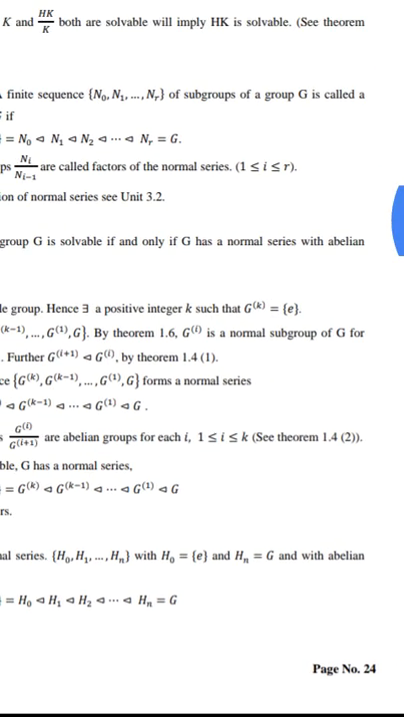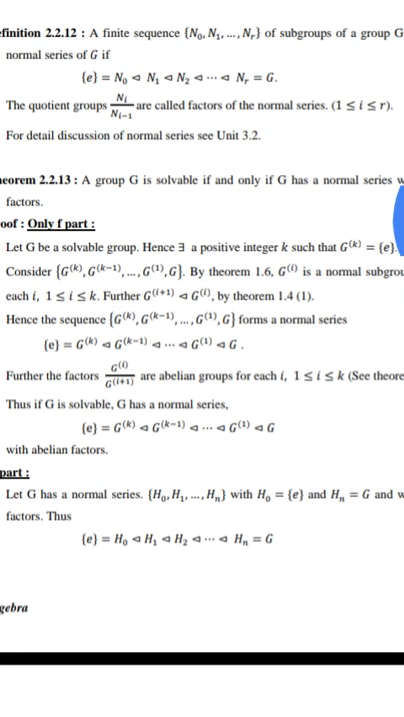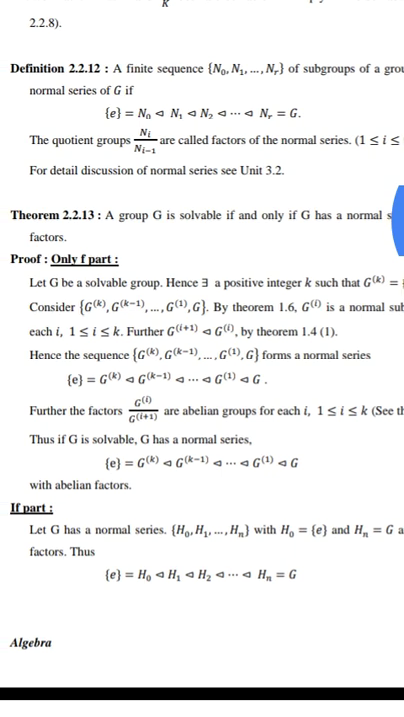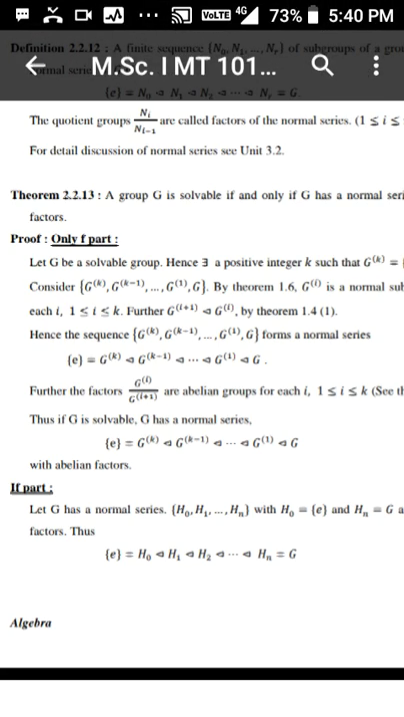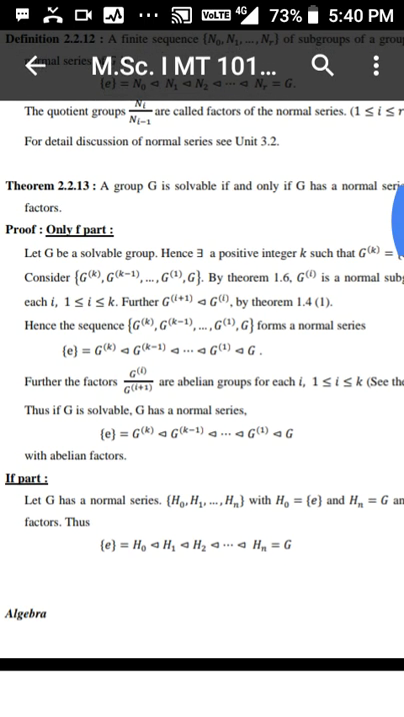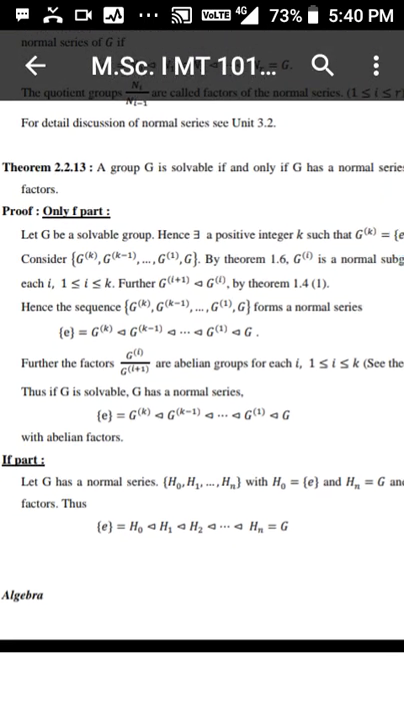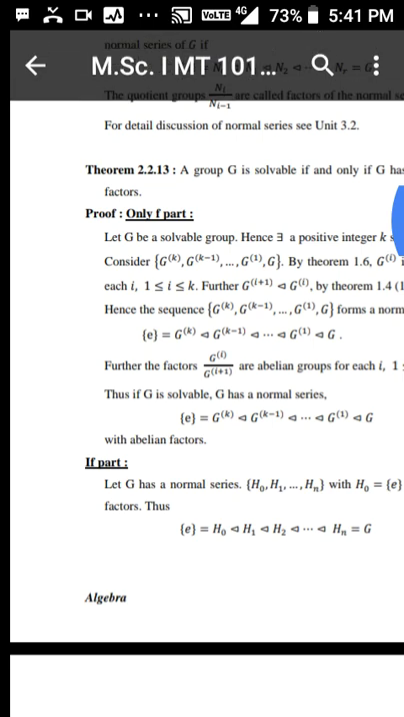Definition: a finite sequence N0, N1, N2, ..., Nr of subgroups of group G is called a normal series of group G if singleton E is equal to N0 is normal in N1, N1 is normal in N2, and so on, and Nr is equal to G. The quotient groups Ni divided by Ni minus 1 are called the factors of the normal series, and so on. Theorem 1: a group G is soluble if and only if G has a normal series with abelian factors.